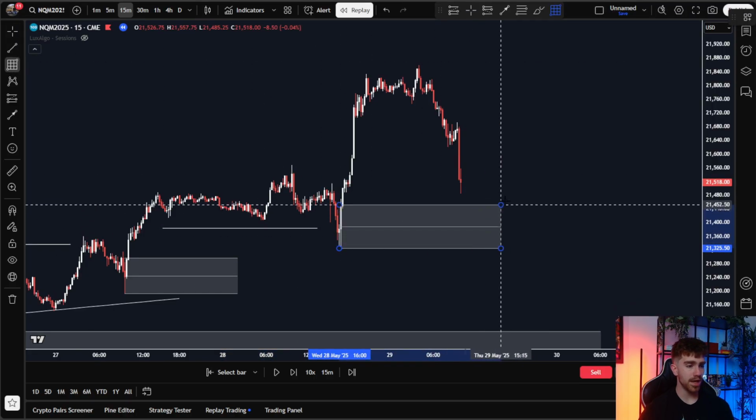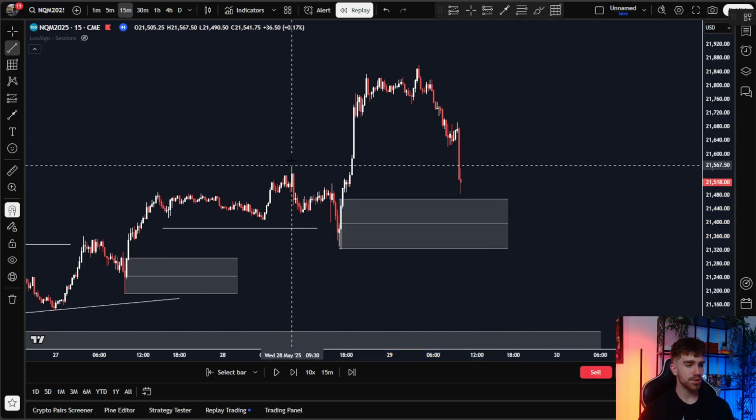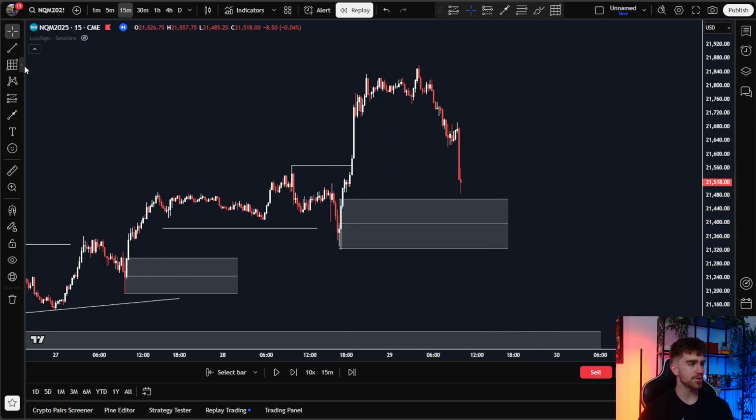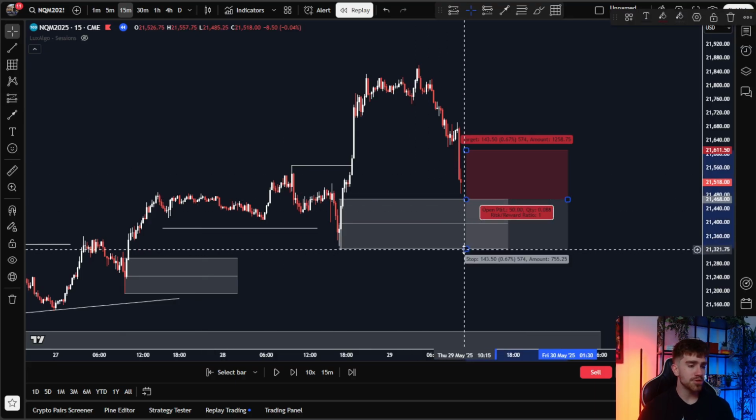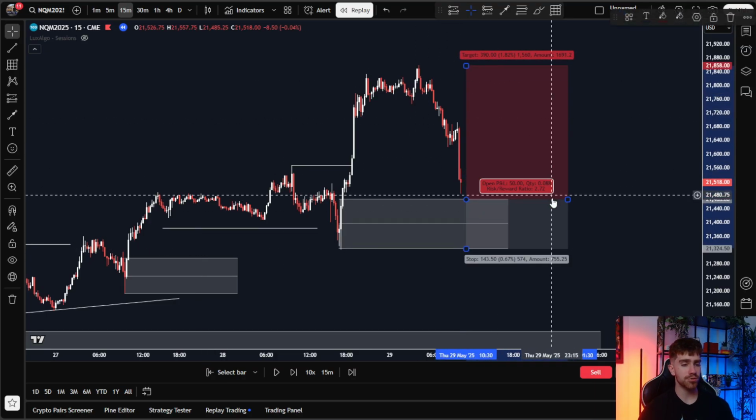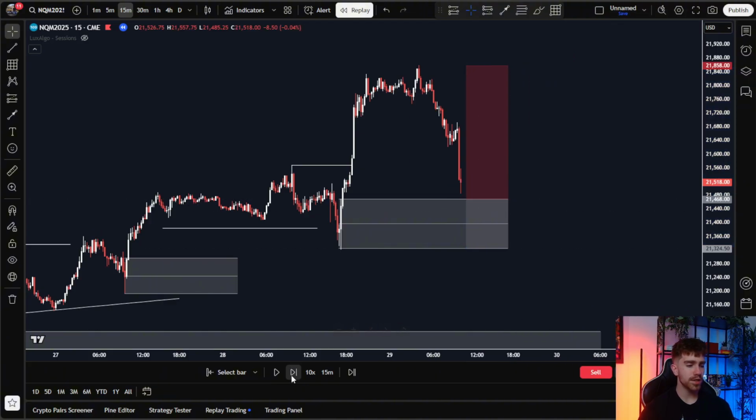We have this demand and we have a break of this recent high right here, right? So I'm going to take this long because all of our confluences line up. This was an impulsive move to the upside, sweeping and breaking structure. This looks like a great trade.